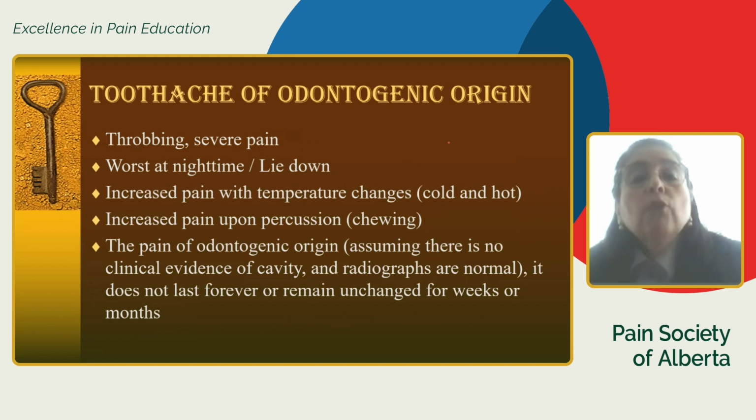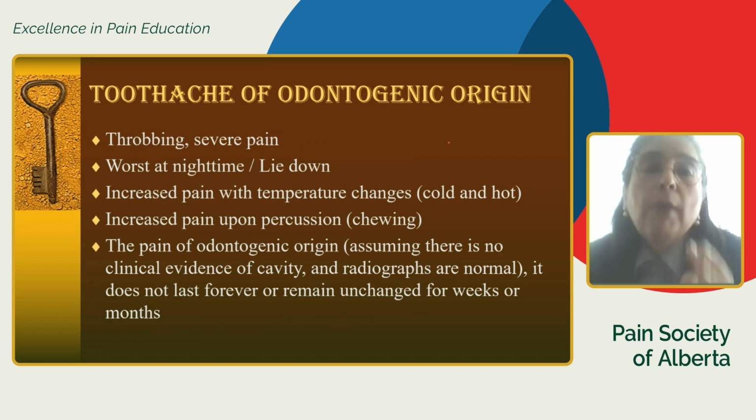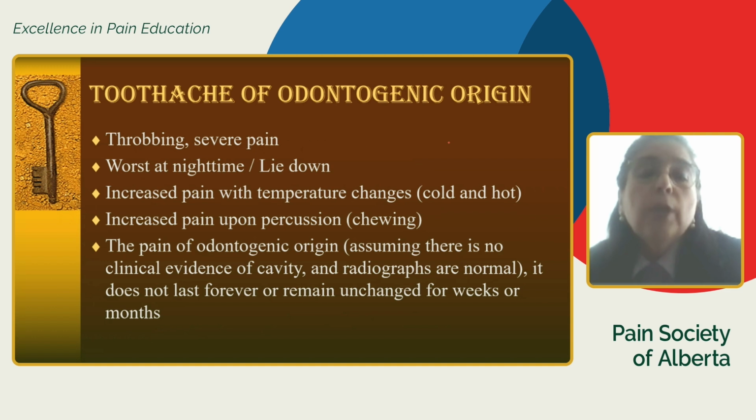Okay. So if you have a toothache of odontogenic origin, well, Dr. Hernandez, how will I differentiate if it is really my tooth or it is not my tooth? Well, if it is your tooth, probably at the worst moment it will have a throbbing quality, it will be severe intensity, it will be worse at nighttime lying down. It's not because of night, it's because you lie down. Every time you lie down, there is a change in the proprioceptors, and that pain increases, right? It will be worse with temperature changes, cold or hot. It will be worse if you try to chew on it, with percussion.